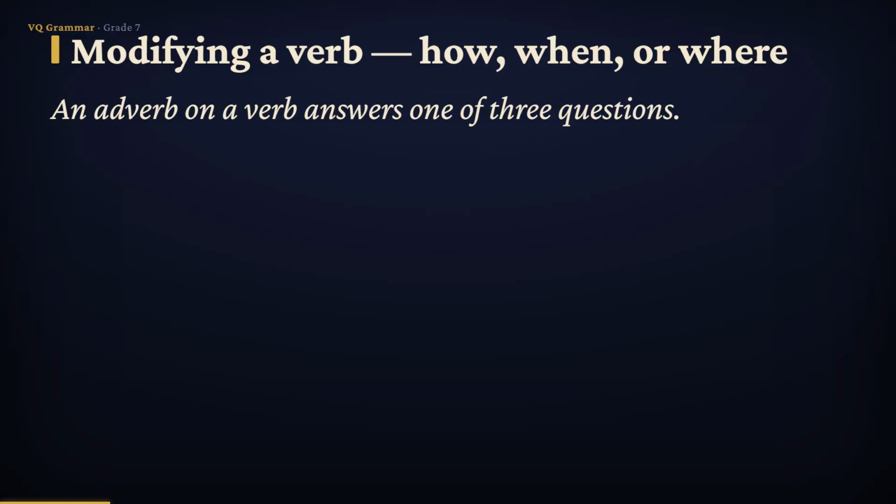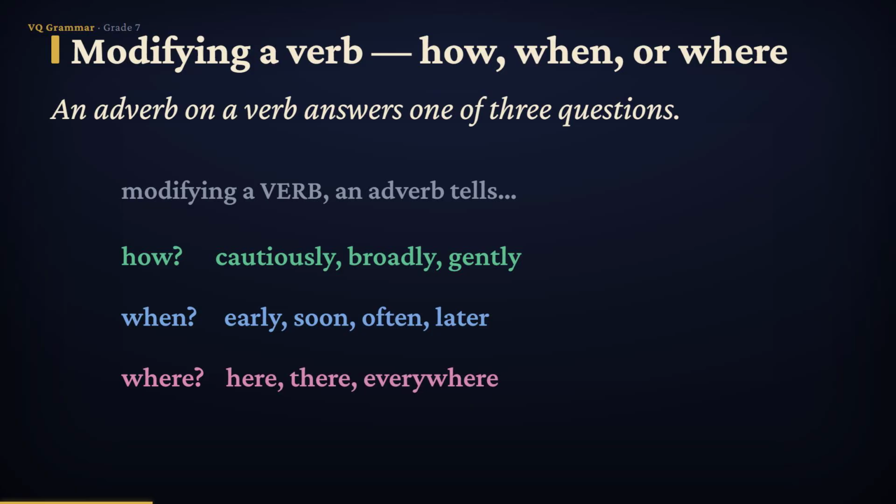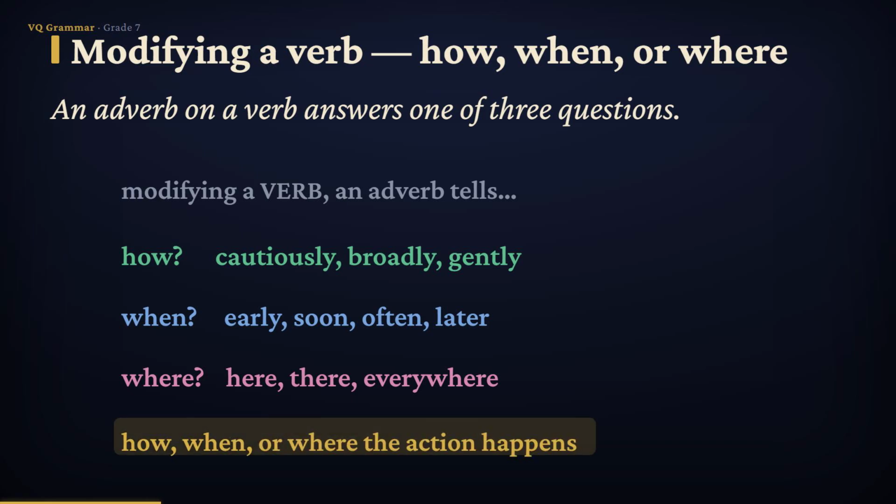Let's start with the most common job, an adverb modifying a verb. When an adverb describes a verb, it answers one of three questions about the action. It can tell you how the action happens, with words like cautiously or gently. It can tell you when it happens, with words like early, soon, or often. And it can tell you where it happens, with words like here, there, or everywhere. How, when, or where the action happens, that is what an adverb adds to a verb.